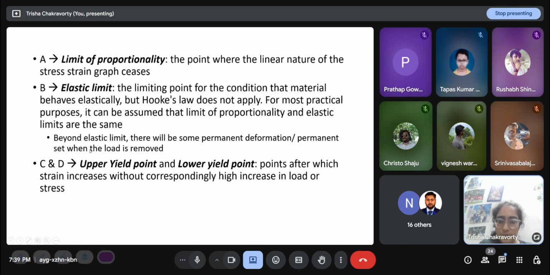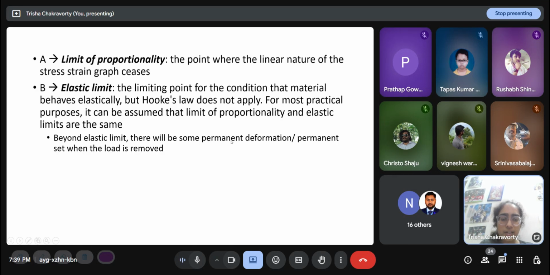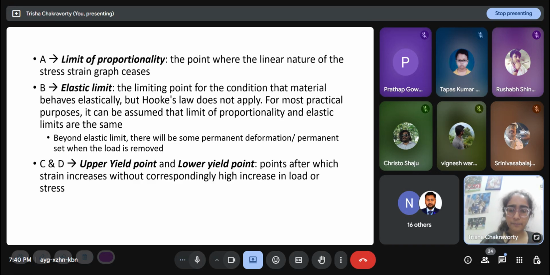So C, beyond the elastic limit, there will be some permanent set or deformation when the load is removed. That means it is no longer perfectly elastic. After it crosses the elastic limit, even if I remove the stress entirely, the strain won't go to zero. There will be some residual strain.